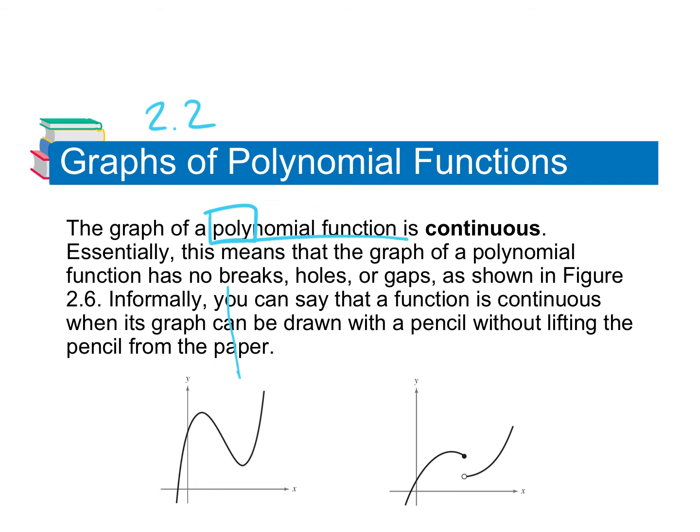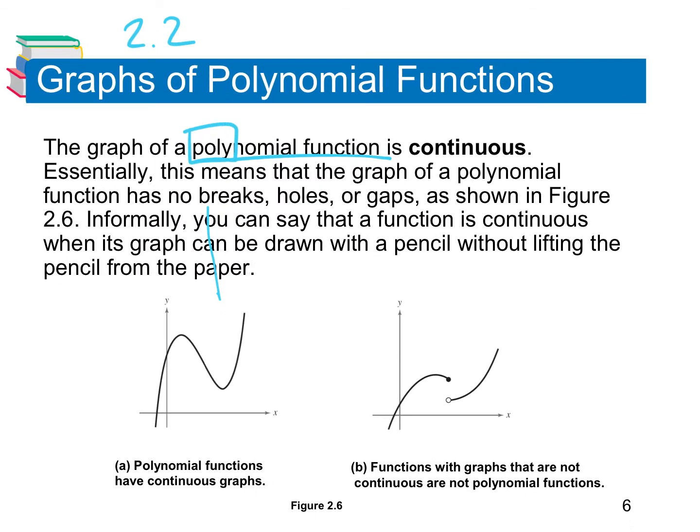So a polynomial function graph is continuous, meaning that it has no breaks, no holes, no gaps. Like in this picture down here, our graph is continuous, it doesn't stop. Unlike this one where it has a gap here, this would not be continuous, so it's not a polynomial function. So this says that a function is continuous when its graph can be drawn with a pencil without lifting the pencil from the paper.